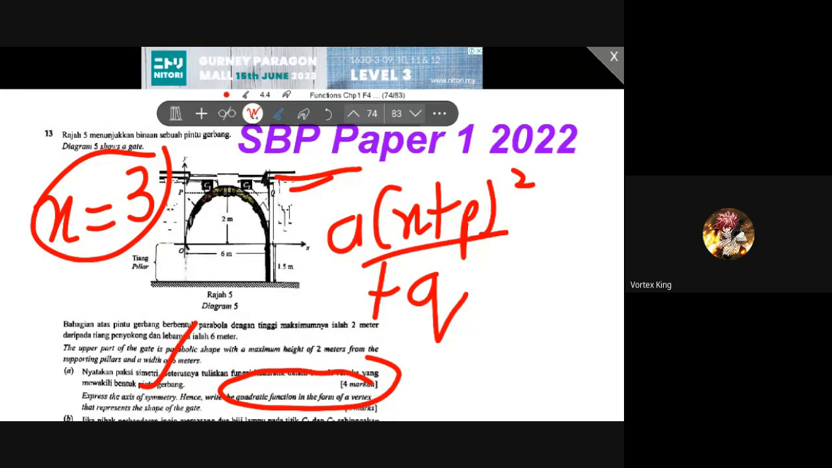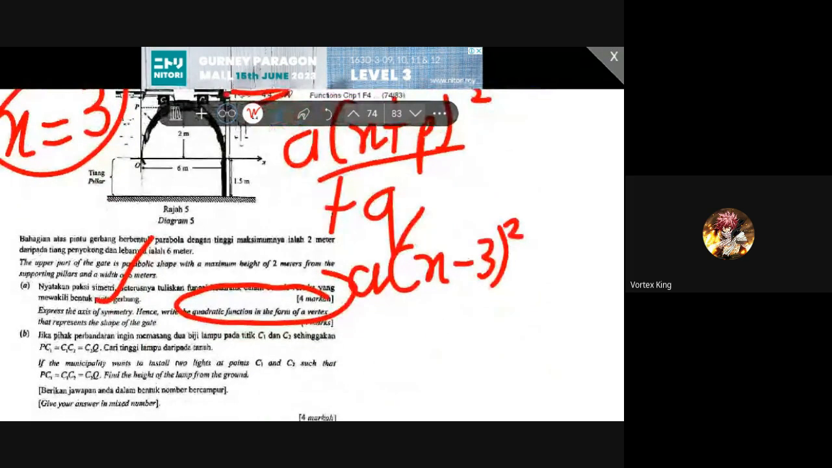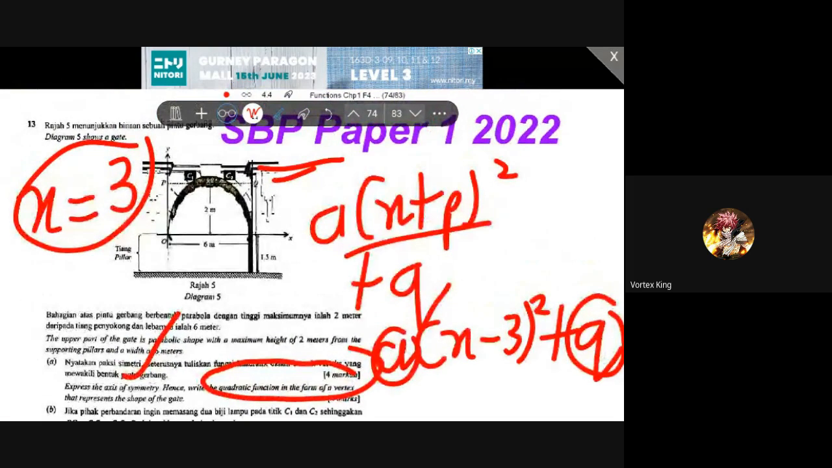Kamu tak confused dah. Maksud dia, persamaan kamu macam ni sekarang. You already updated your equation. A(x minus 3) square plus Q. Macam ni. So, sekarang kamu nak tahu Q dan A. Okay, so refer balik diagram dia. Can you tell me what will be your Q value? Kamu boleh lihat terus dari soalan.